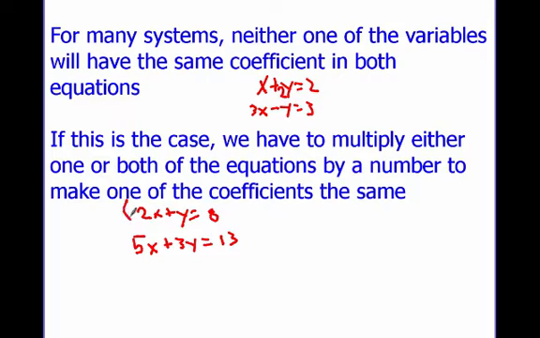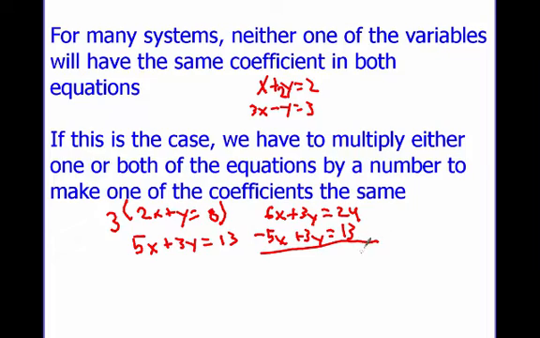However, what if I multiply my top equation here by 3? I'm allowed to do this as long as I multiply everything in the equation by 3. I'll still get the same answer. 3 times 2 is 6x. 3 times y is 3y. And 8 times 3, well, that's 24. Bottom one I'm leaving alone. I have 5x plus 3y equals 13. Well, now we see I have the same coefficient here. Now I can subtract these and I get, well, 6 minus 5 is x, 3 minus 3 is 0, 24 minus 13 is 11. I get x equals 11.